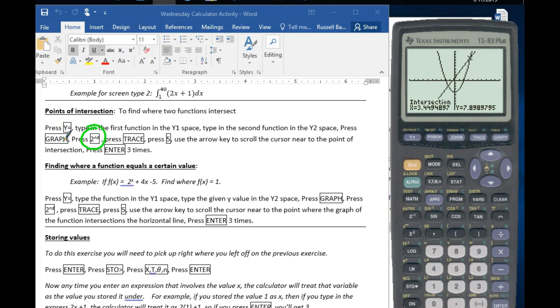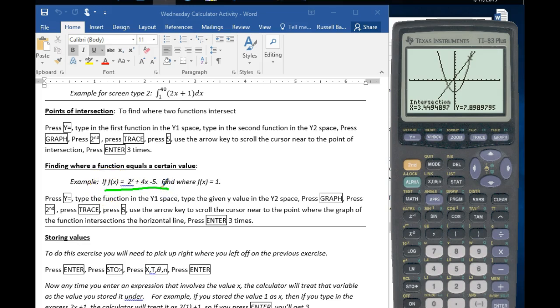Okay. The next thing that is helpful to know how to do is to find where a function equals a certain value. Let's say I had the function e to the x equals y, and I want to find out when e to the x equals 3. What x value would give me that? That one's not really that hard to solve, but sometimes you end up with some pretty crazy equations. I actually have an example right here.